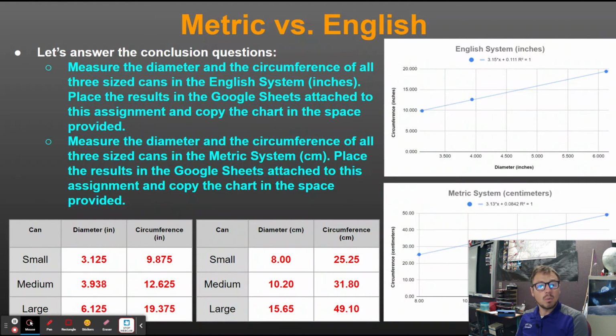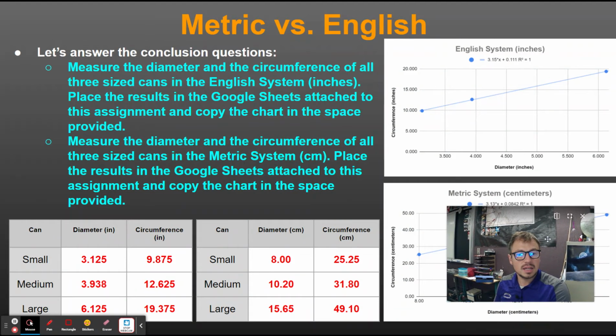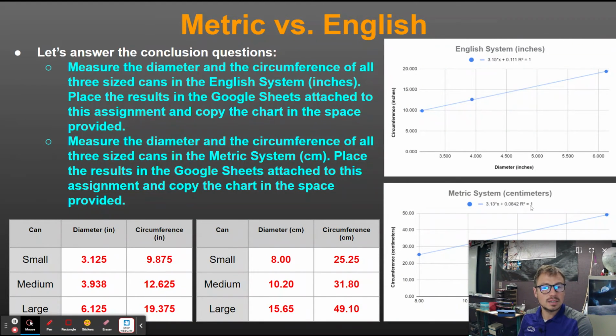Now, the R squared value just tells you how you can predict future data points based on this data. 1 is a perfect score. Anything less than that, there might be a little error, but you can see on both of these that I did these measurements correctly because the R squared is 1. All of them fall on the same line.